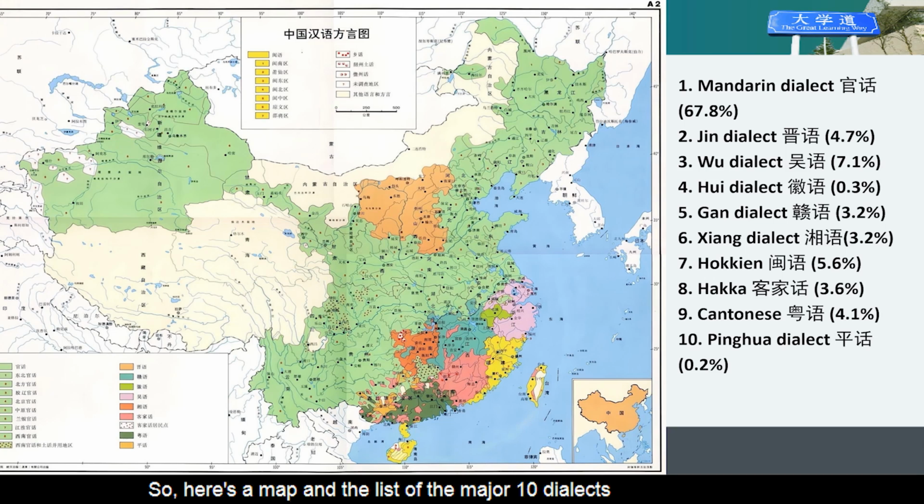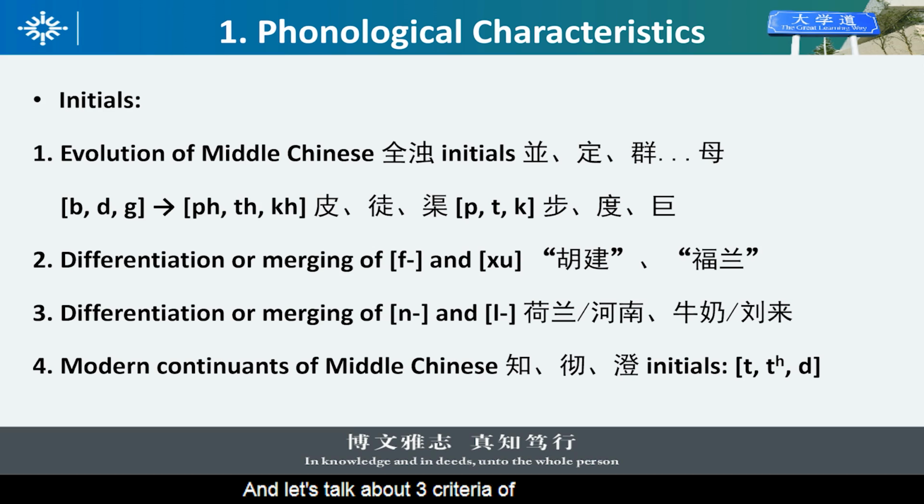So here's a map and a list of the major 10 dialects in China with their percentage of the population of speakers. And also we can notice the geographical distribution of them. Let's talk about three criteria of the basis of the classification, which respectively include the phonological, vocabulary, and grammar. So first, for the phonological characteristics of a Chinese syllable, we need to consider the initials first.